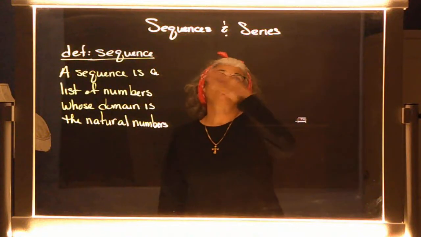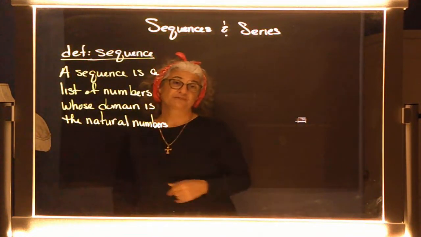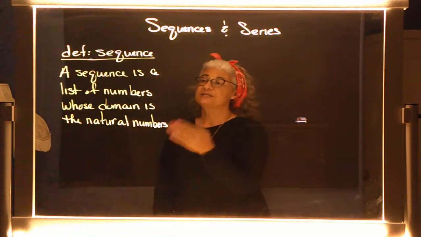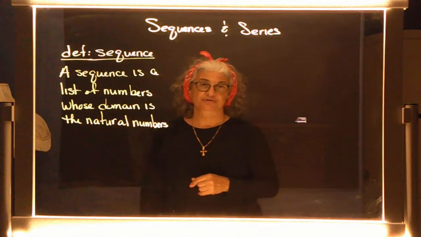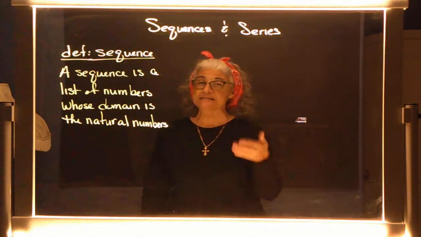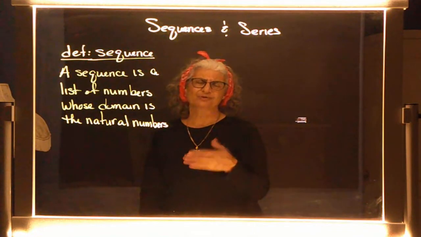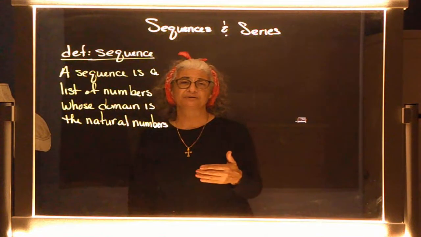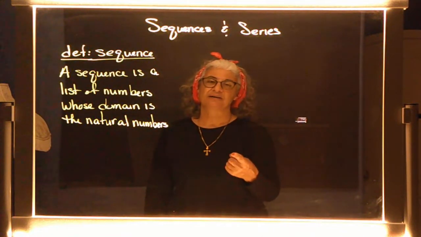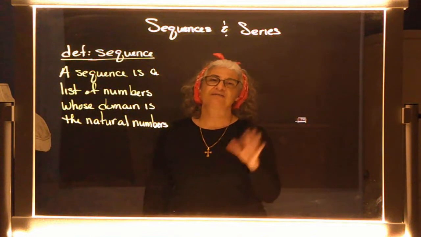Okay, so let's talk about sequences and series. First, let's talk about a sequence, and let's look at a definition of a sequence. A sequence is a list of numbers whose domain is the natural numbers. So remember, domain means the input, correct? And natural numbers, you have to remember what the natural numbers start with. What's the very first natural number? Yeah, it's 1, and then 2, and then 3, and then 4, 5, 6, 7, etc.